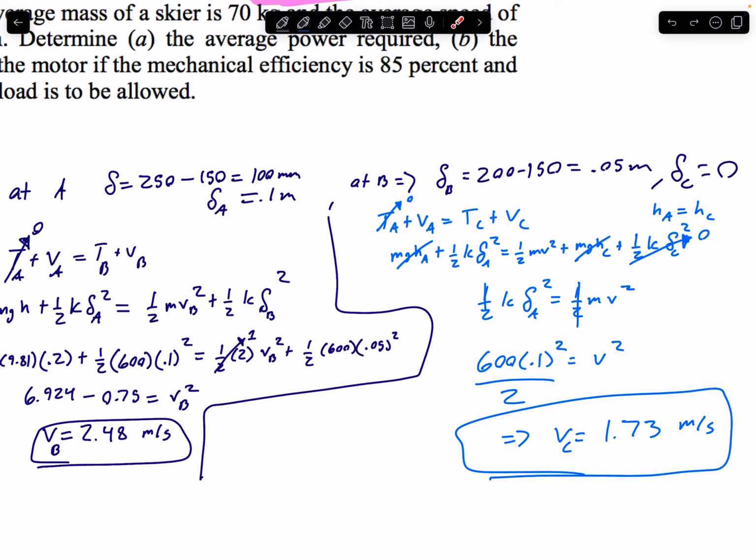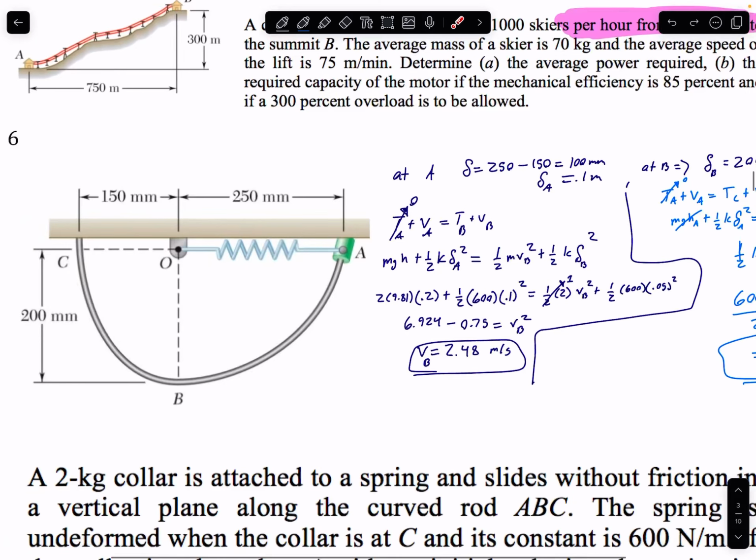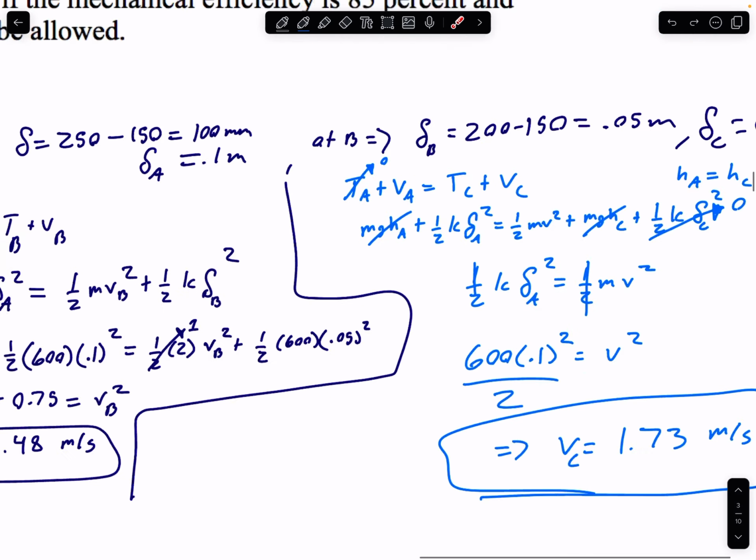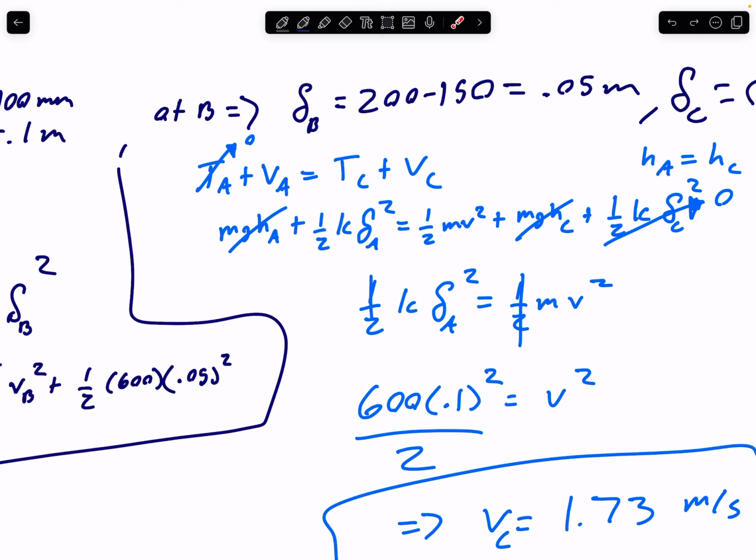We can compare that, because of conservation of energy, we can compare the energy at A to the energy at point C. And so we know that C and A are at the same heights as each other. So the potential energy at A in terms of gravitational cancels out with the potential energy at C.